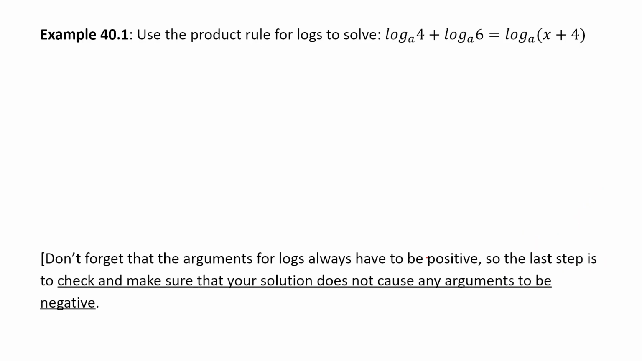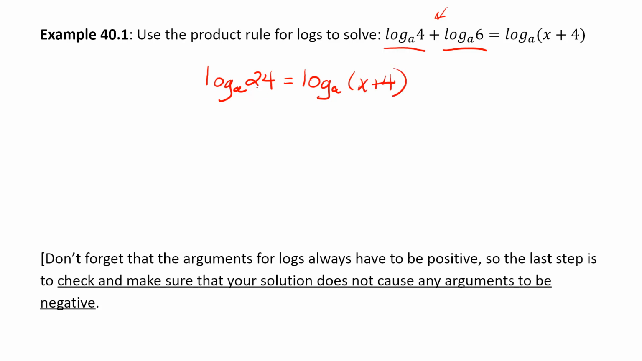All right, so here's an example. You have log base a of 4 plus log base a of 6, which means that you're multiplying like bases. If you're adding the exponents, that means you're multiplying the like bases. So that means that log base a of 24, which is 4 times 6, is equal to log base a of x plus 4.